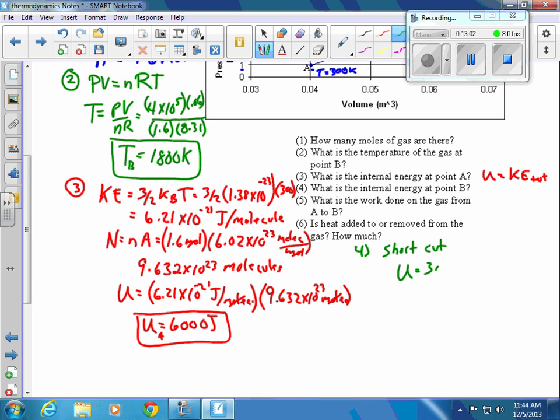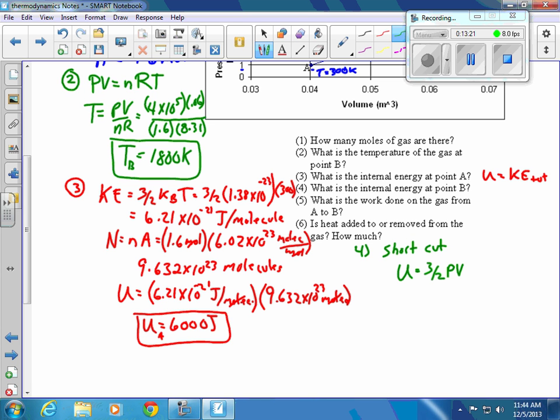U is equal to 3 halves PV. Now, I teach it to you this long involved way we did in number 3 because it's important to know that the internal energy is related to the temperature. Okay, we had to use a 3 halves kBT, and it's the total kinetic energy of all of the molecules. So you understand what U is.